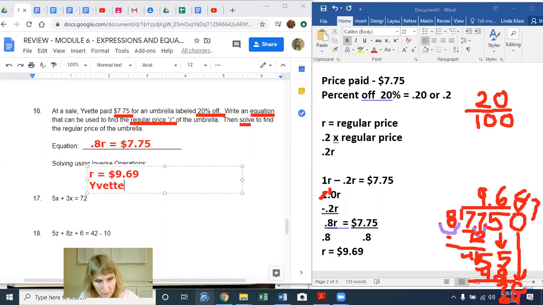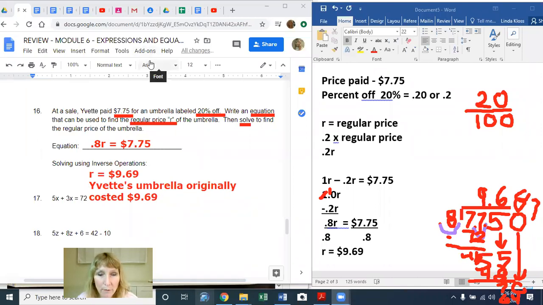So that means that Yvette's umbrella originally cost $9.69. Makes sense? That was a doozy. That was a tough one.